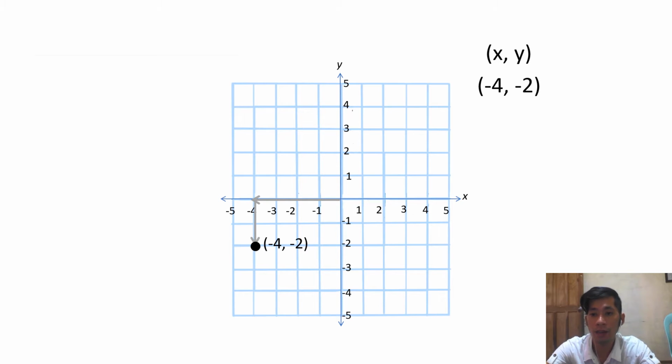Another example. Let's plot (-4, -2). Again, the x is negative. So you move 4 units to the left side: 1, 2, 3, 4. Then since y is negative 2, you move 2 units downward: 1, 2. And that is the point.